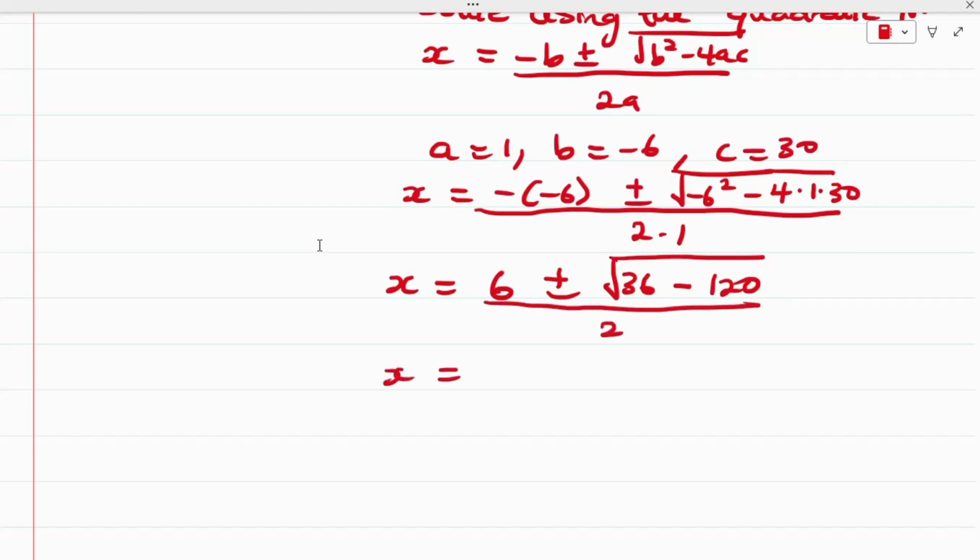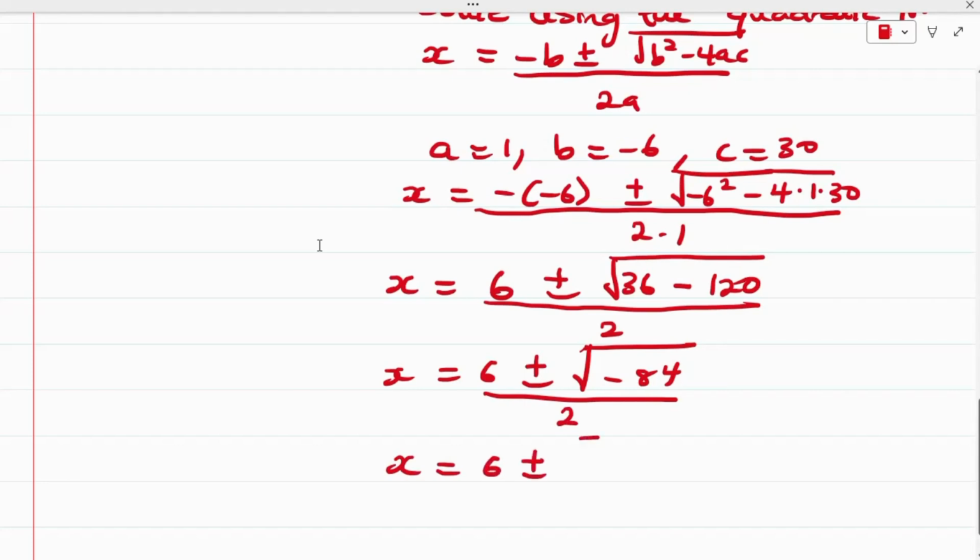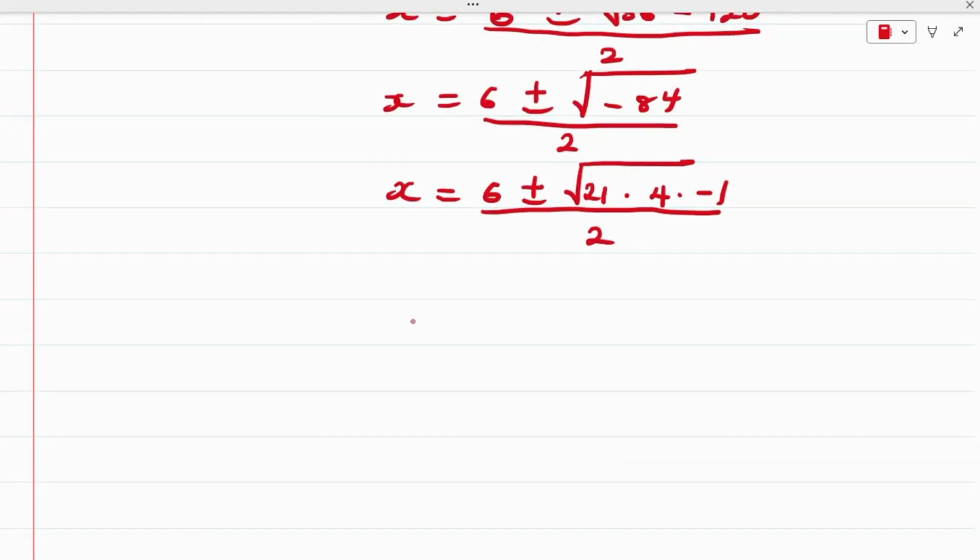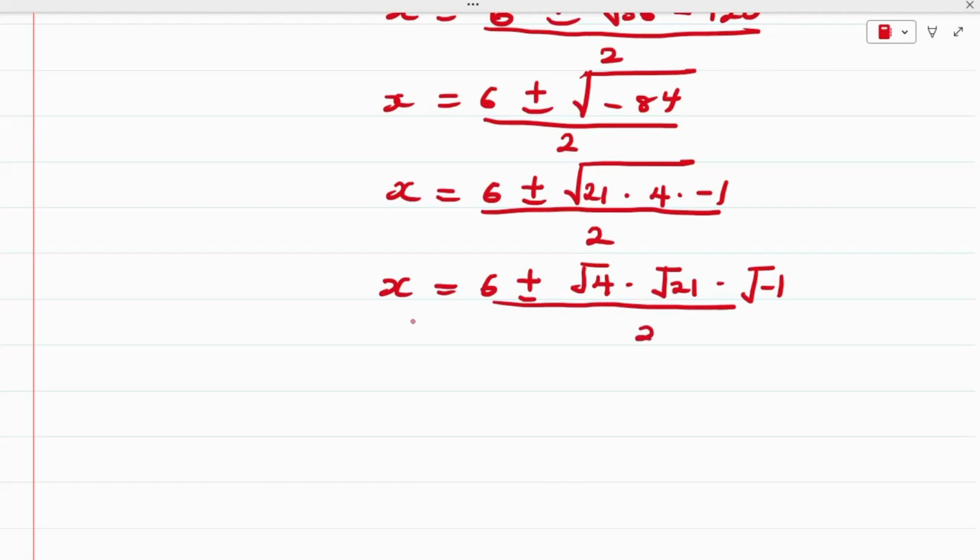So we have x is equals to 6 plus minus the square root of 36 minus 120 will give us -84 divide 2. So x is equals to 6 plus minus the square root of 84 can be expressed as 21 multiply 4 multiply -1 over 2. Alright? So from here we have this to be x is equals to 6 plus minus. Now multiplication can be interchanged. So this is going to become the root of 4 multiply the root of 21 multiply the root of -1 over 2. But the root of -1 is equal to i, right?